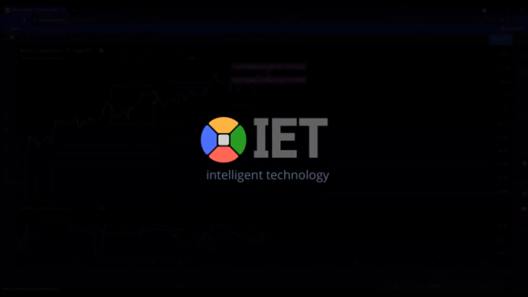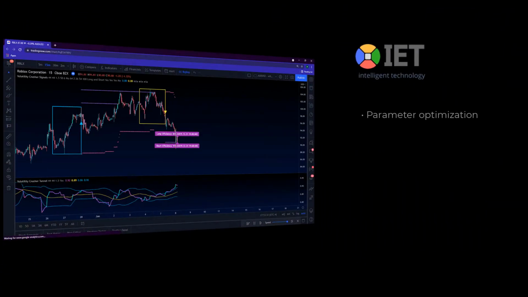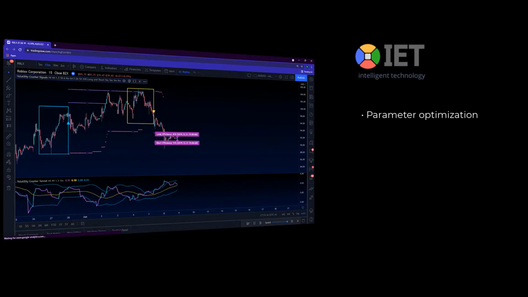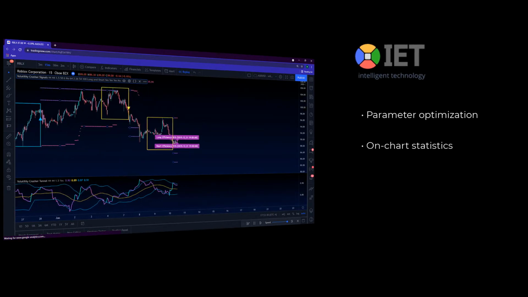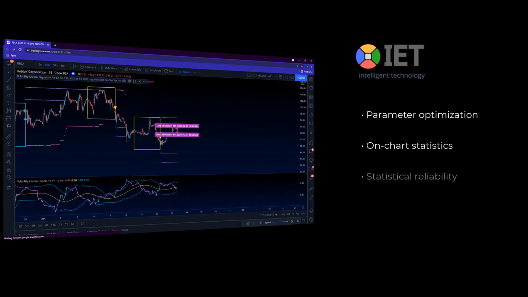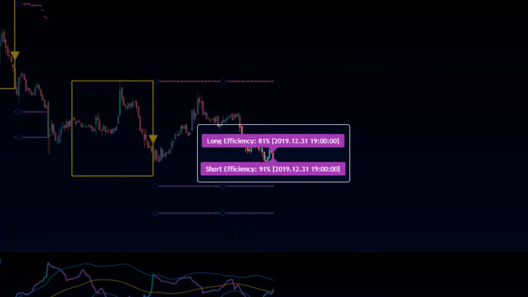As mentioned earlier, it includes our new instant efficiency technology, which lets you optimize the indicator's parameters to ensure the highest quality results. Regardless of the symbol or time frame, IET is going to help set you up for statistically reliable signals, much like an instant on-chart backtesting.